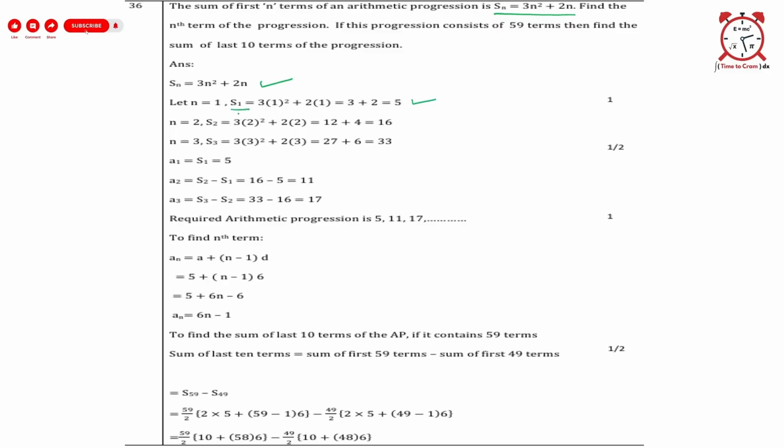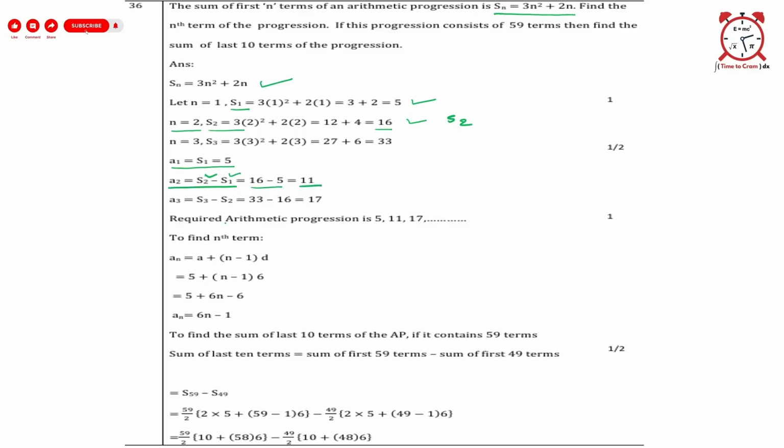S1 means the sum of one term, so S1 becomes A1 here, because it is the sum of one term. So A1 equal to S1 equal to 5. Now if we take n equal to 2, then we get S2, which is 16. Here we have to understand a little, because S2 is the sum of two terms. So A2 we have to calculate by S2 minus S1. From the sum of two terms we subtract the first term: 16 minus 5, which is 11.